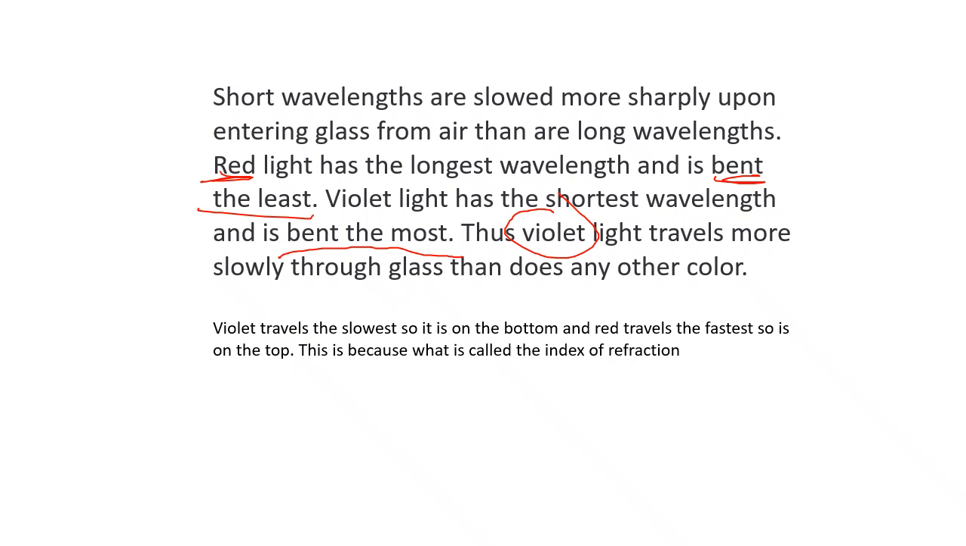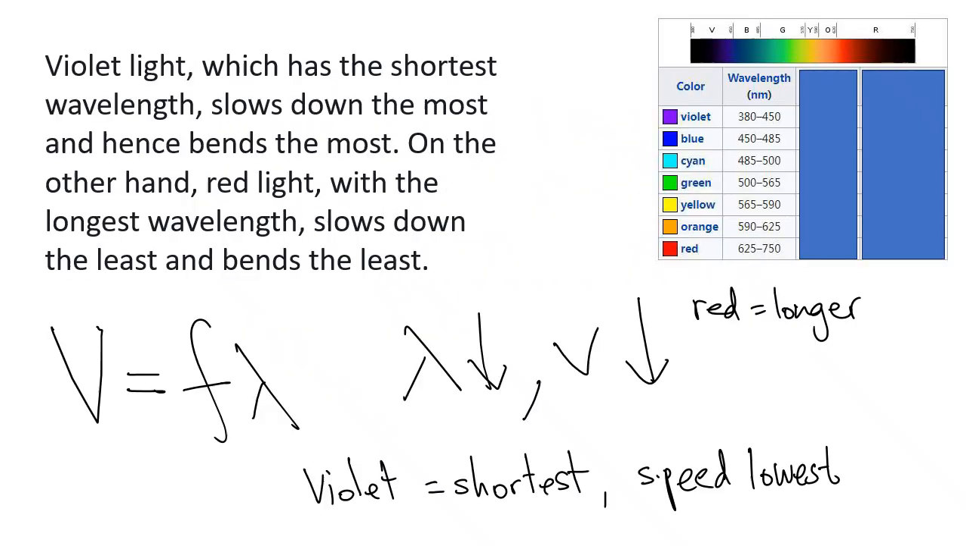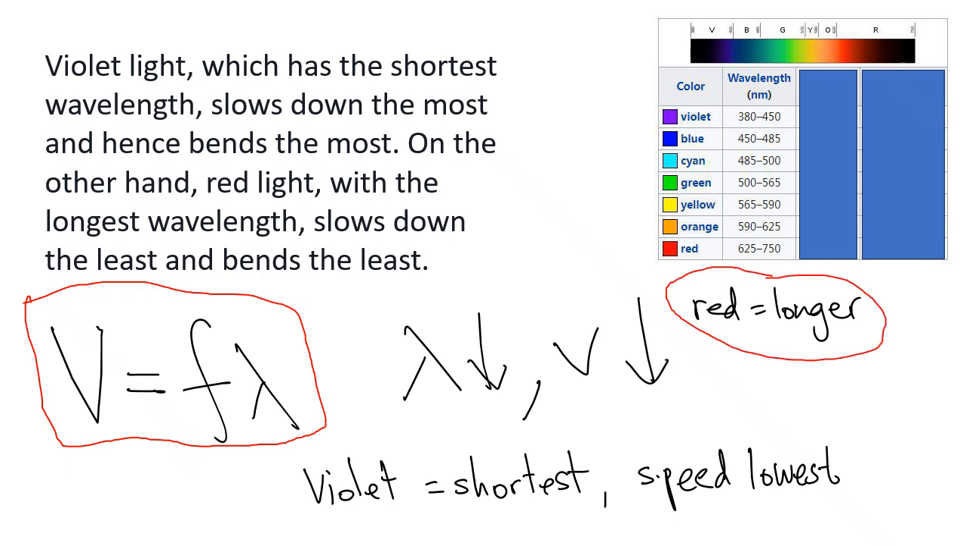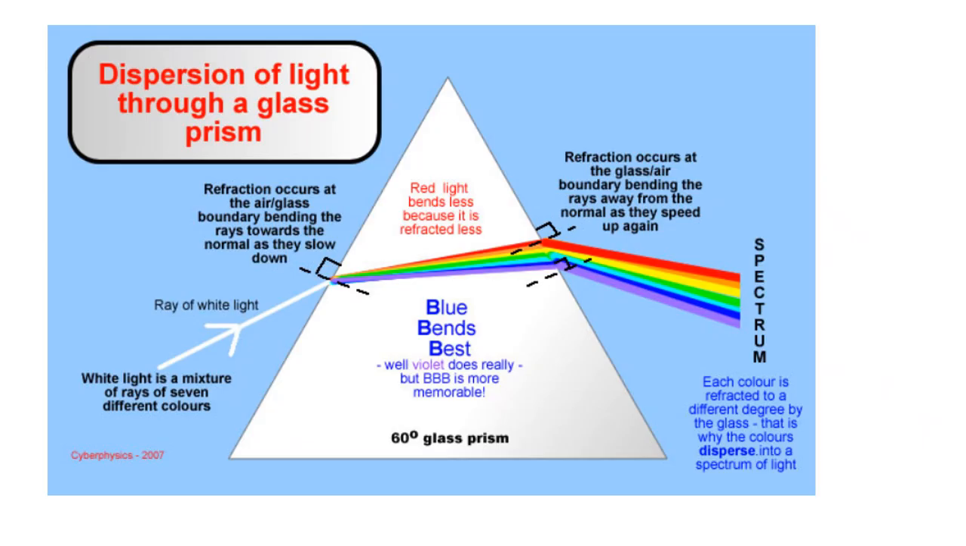This leads to the index of refraction. Let's explain a bit more. Using the equation V equals F lambda, when lambda goes down, V goes down. Because red has a longer wavelength, its speed is higher than violet. Violet is the shortest, so its speed is the lowest, and it has the biggest change using the equation. So again, blue or violet bends the most, and red bends the least.